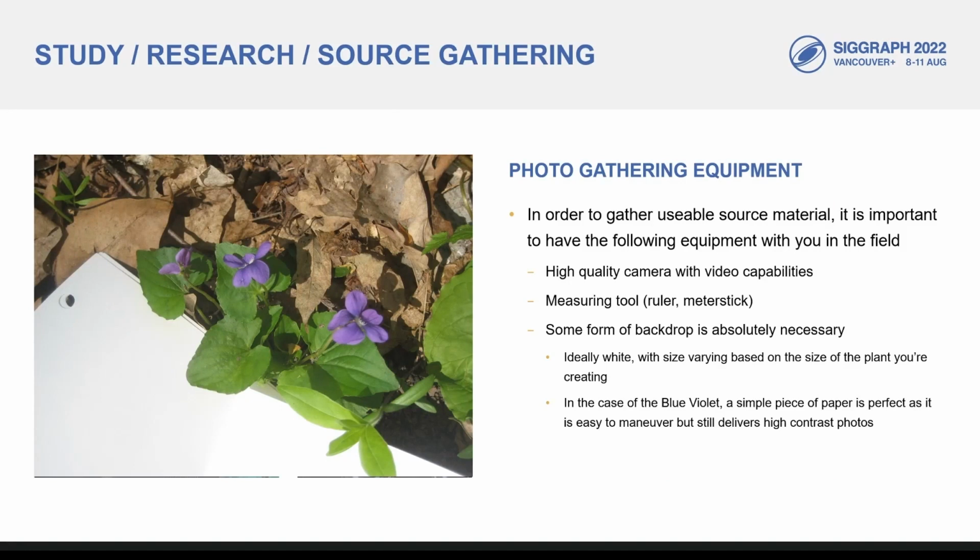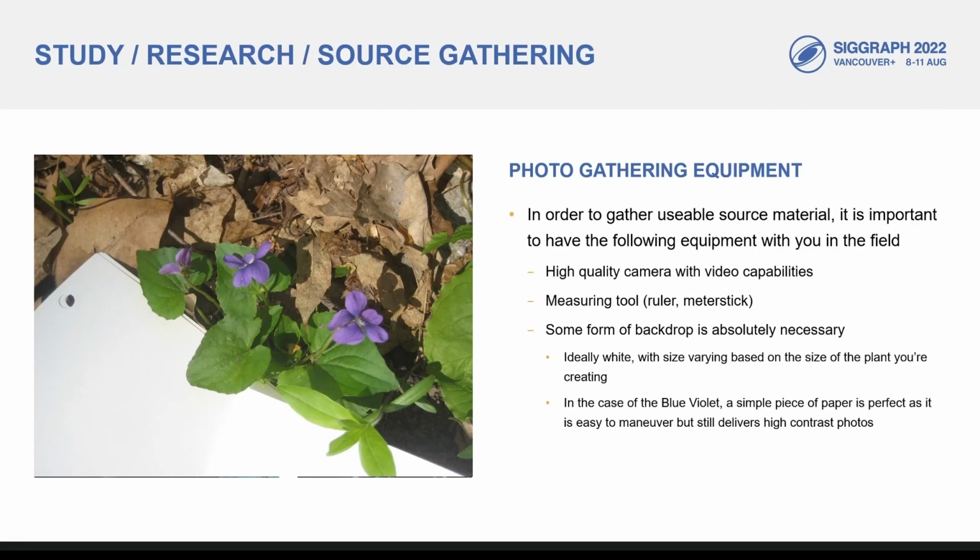So in order to gather usable and useful source material, it's really important to have the right equipment with you in the field. The most important being a really high quality camera, something that can take a lot of photos, both for reference photos and also photos to pull and create textures from. So really high quality. Having video capabilities is also a plus. You definitely need a measuring tool, something to take actual recorded measurements in the field, and also for reference in photos to line them up with the plants as you take photos to help you scale the plants better.